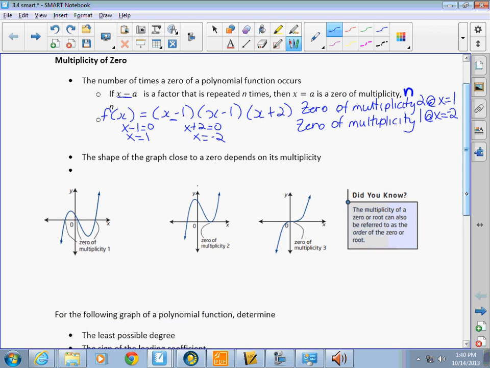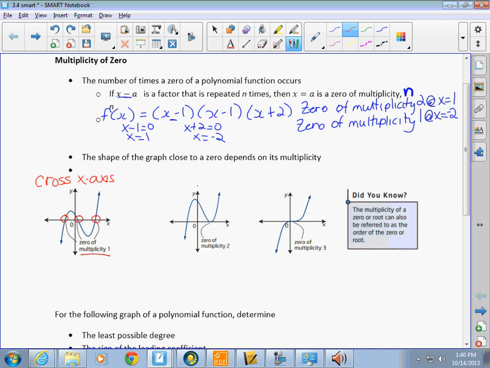So in these 3 examples here, if we take a look at this one, each of these 3 spots crosses the x-axis once. So this one here, when it's crossing the x-axis, it has a multiplicity of 1. That means you have 0 multiplicity 1.